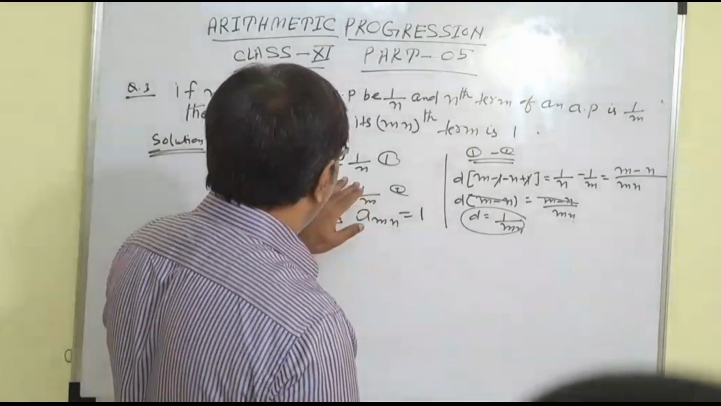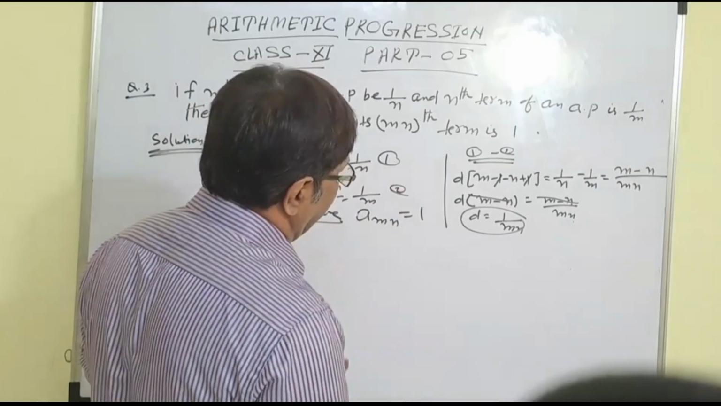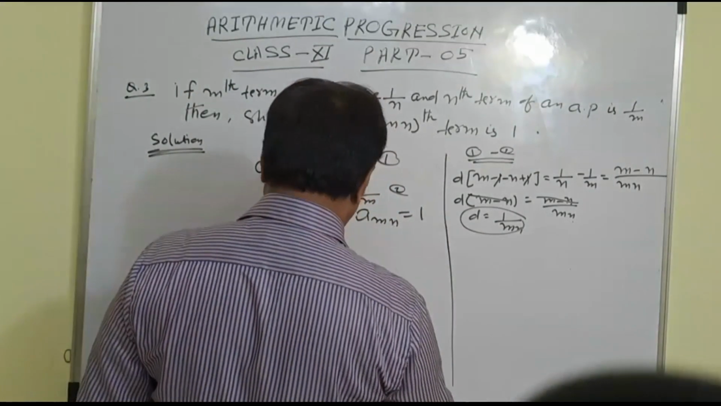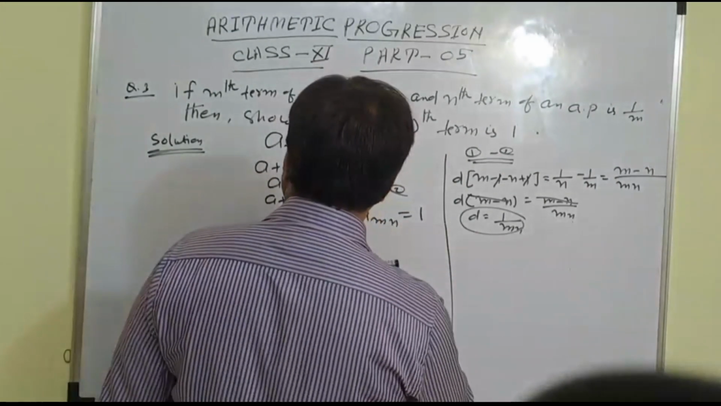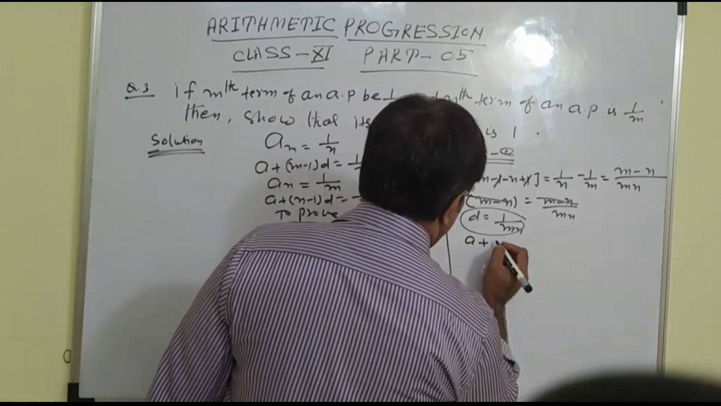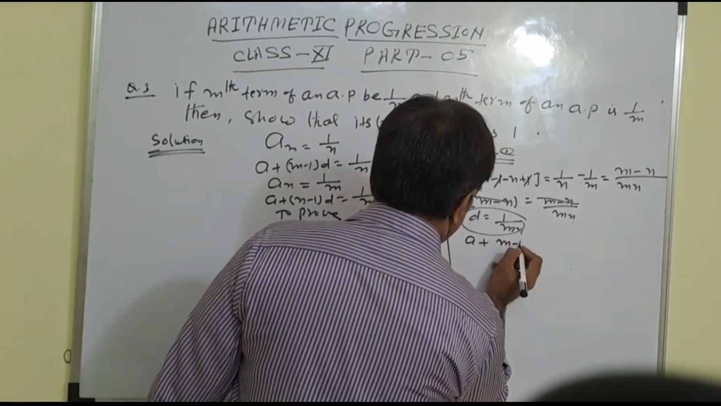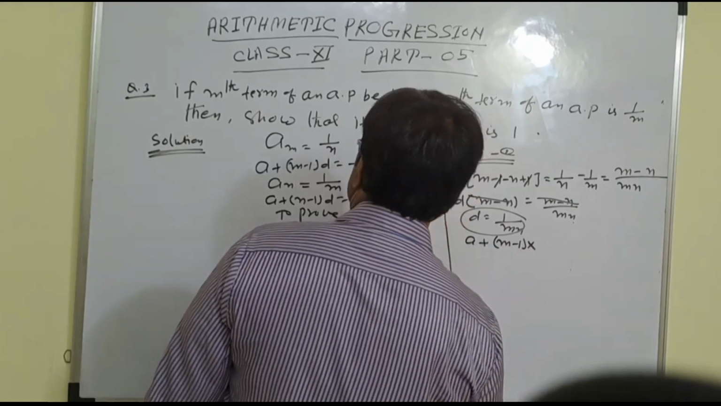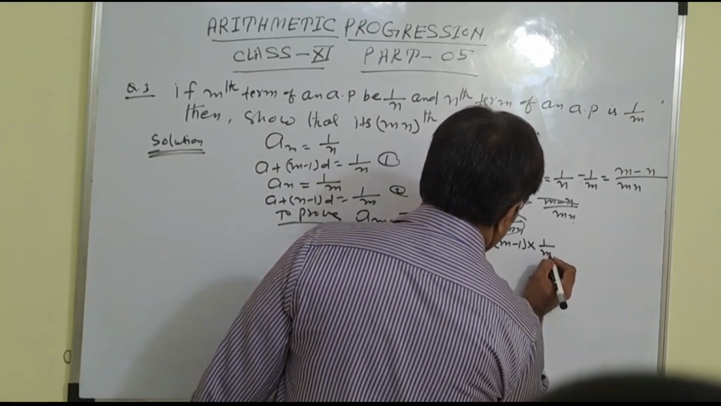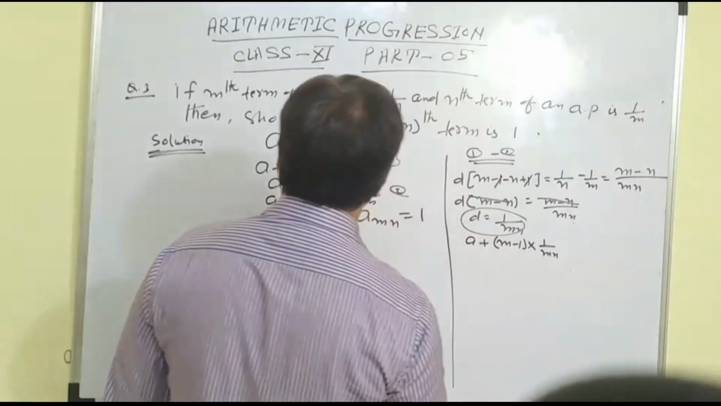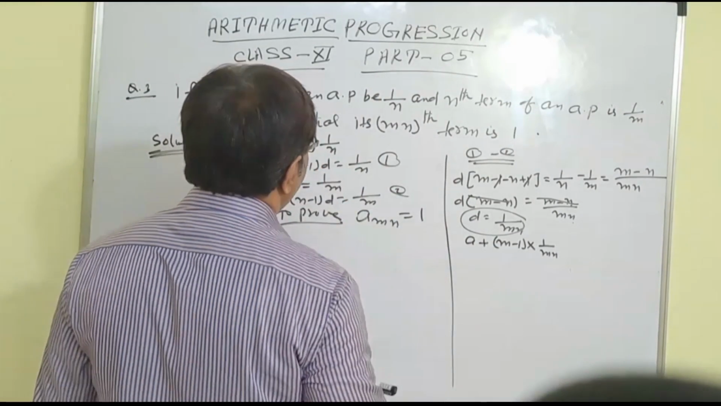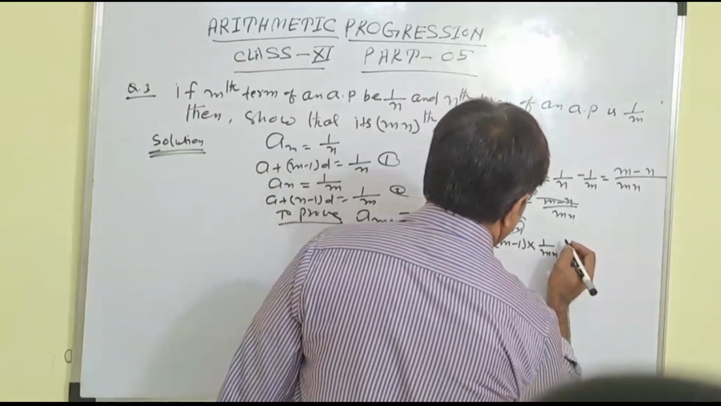Now with the help of D, we can find any value of A. So just put the value of D in first or second. So we are putting this value in first. So when we put this value in first, so this is what? A plus m minus 1 into D. So D is what? 1 upon mn. So A plus m minus 1 into 1 upon mn equal to what? 1 by n.